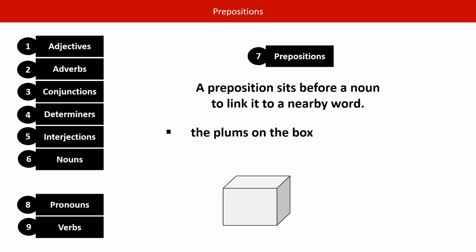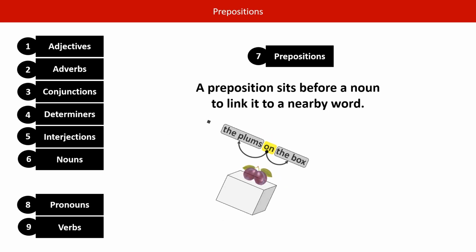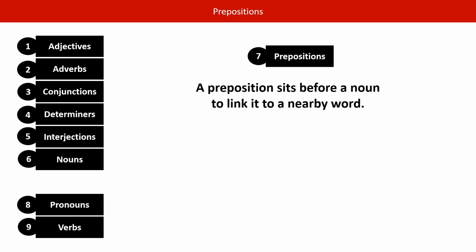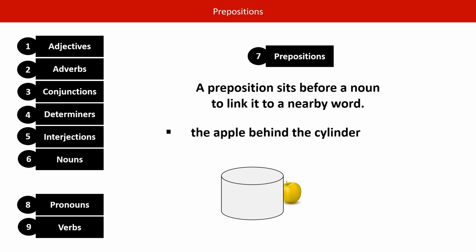Okay, here is an example. The plums on the box. On is our preposition, and it's sitting before the noun phrase, the box, and it's linking it to the plums. Okay, let's get rid of that. Here is another example. The apple behind the cylinder. Behind is our preposition, and it sits before the noun phrase, the cylinder, and it links to the apple.